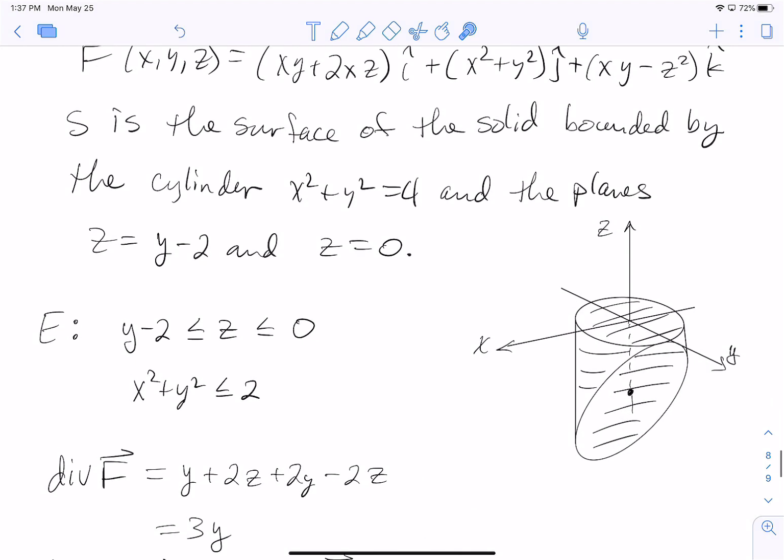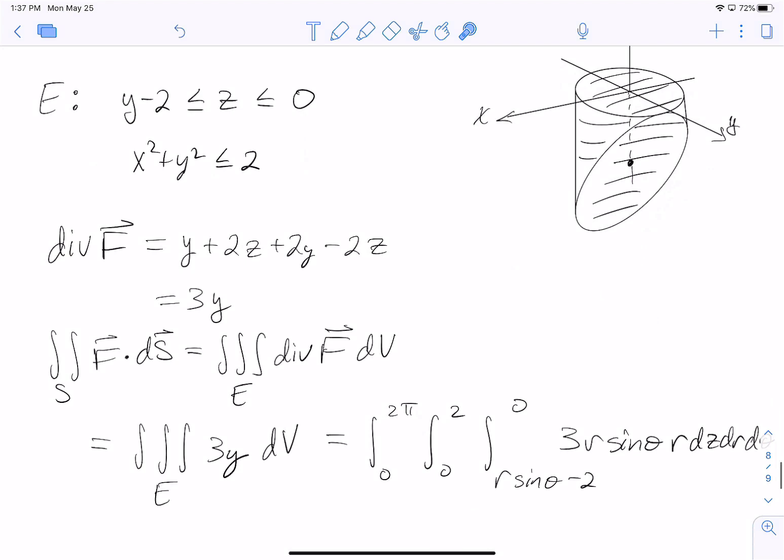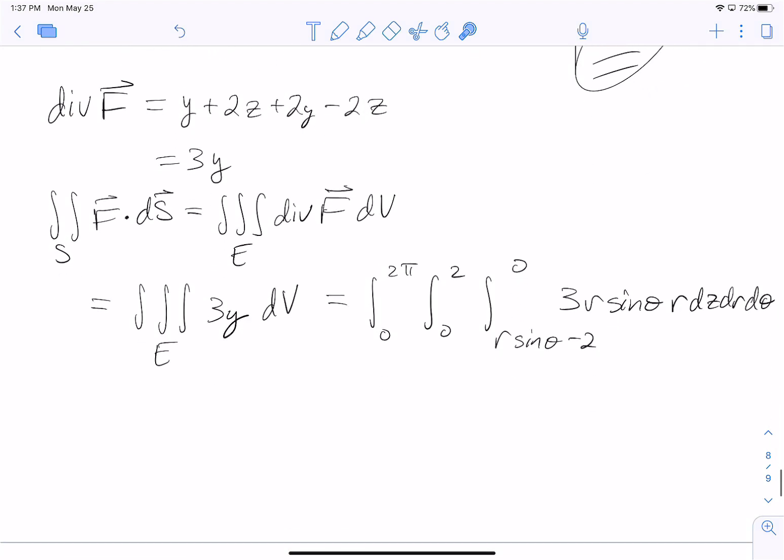The divergence of F is going to be y plus 2z plus 2y minus 2z. The 2z's subtract out. We end up with 3y. The integral of our flux is the triple integral over E of the divergence of F dV. And so it's the triple integral over E of 3y dV.